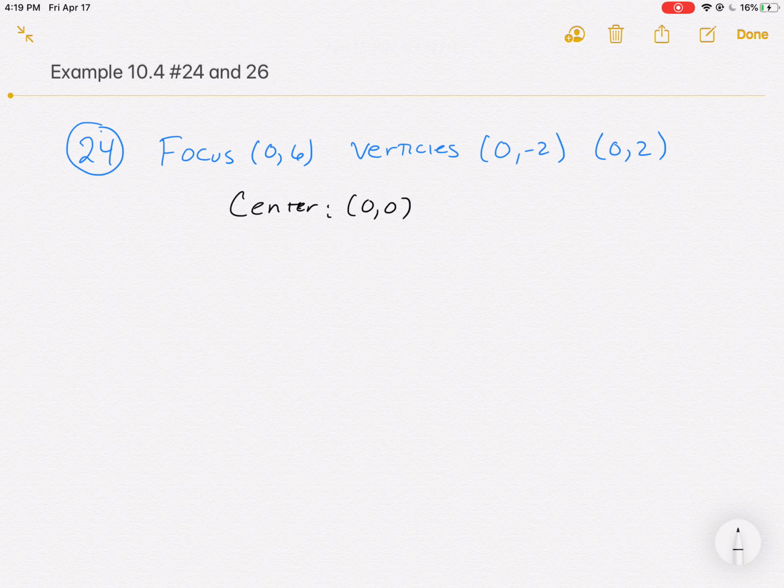We know everything's happening to the y. As we look at the change from the center to the vertices, it's in the y. From the center to the focus, it's in the y. So it's our y that's first. So it's (y minus k), which in this case is 0, squared, minus (x minus h), which in this case is 0, squared, is equal to 1. And our job is to find out what a is and what b is.